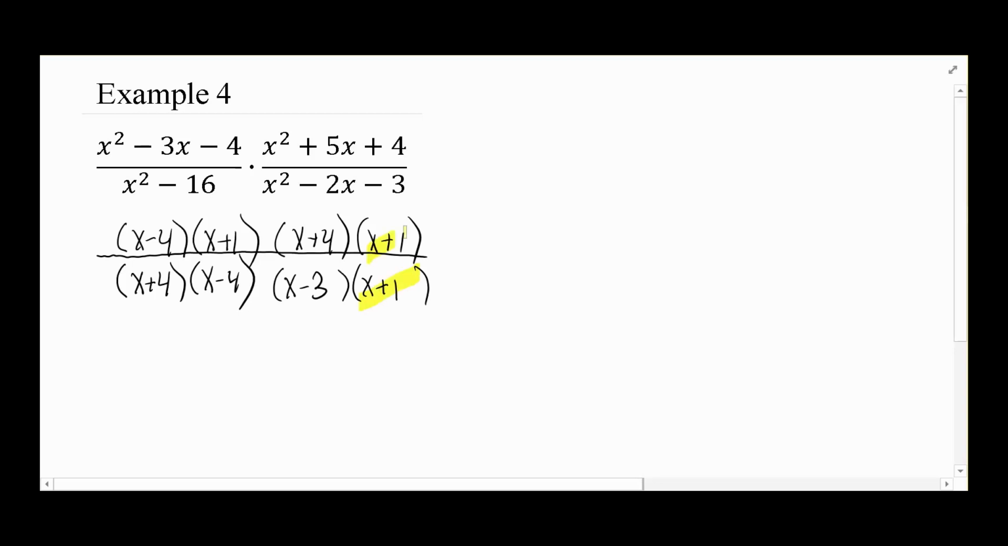I've got an x plus 1 in the top and bottom. They divide out. I've got an x minus 4 in the top and the bottom. They divide out. And I have an x plus 4 in the top and bottom. They divide out. All I have left is an x plus 1 in the top and an x minus 3 in the bottom. And remember, those x's don't divide out because those aren't factors. Those are terms. And so that's as good as we can get. There's the multiplication problem.